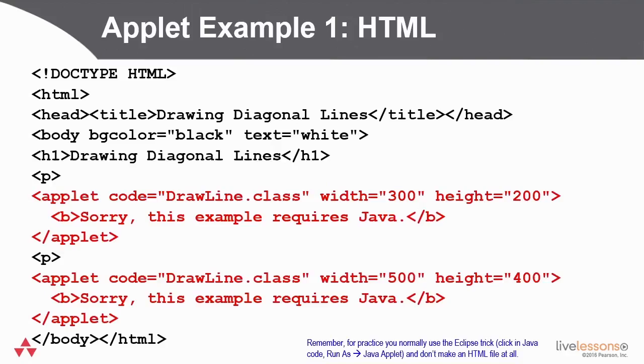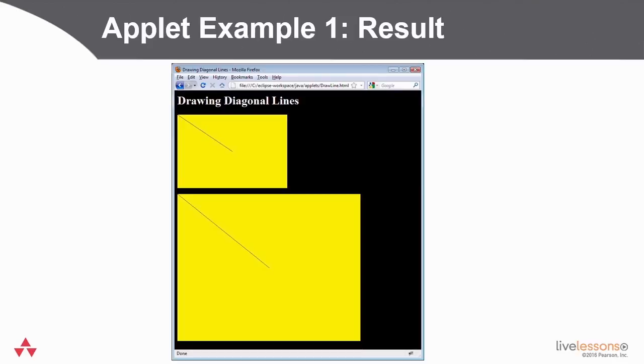Okay, so that was the Java code. In real life, you also need HTML code, but for the purposes of practicing, for the purpose of this lesson, don't bother writing the HTML file, don't bother deploying to a server. But if I did this, I could have more than one applet tag in the same file, and when I loaded it in the browser, I would see more than one applet displayed. Okay, so that was drawing lines.